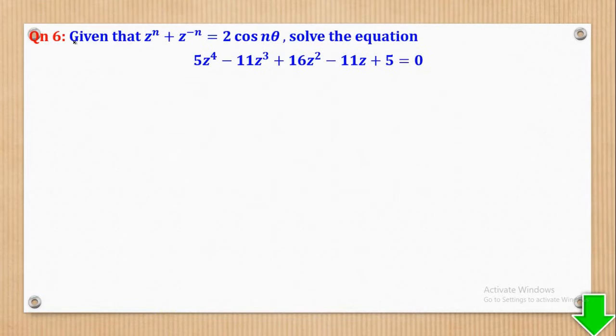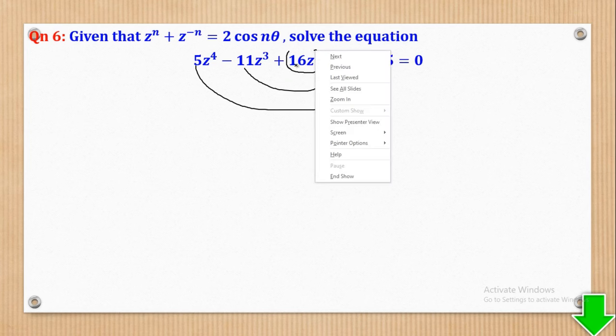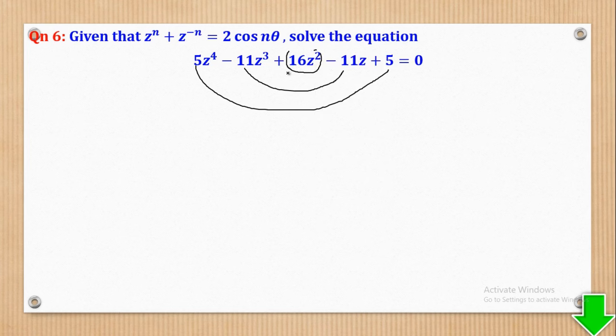So now we shall go to question 6, which says that given that this is equal to this, I think we already saw that, solve this equation. Now there is something about this equation, and this type of equation is called a cyclic equation. What is special about this equation? If you look at this with this, it is the same coefficient. Look at this with this, it is the same coefficient, and this one is at the center. So such equations are called cyclic equations. Now when the coefficients are the same, it implies that you can easily use this concept to solve them. How do we do that?